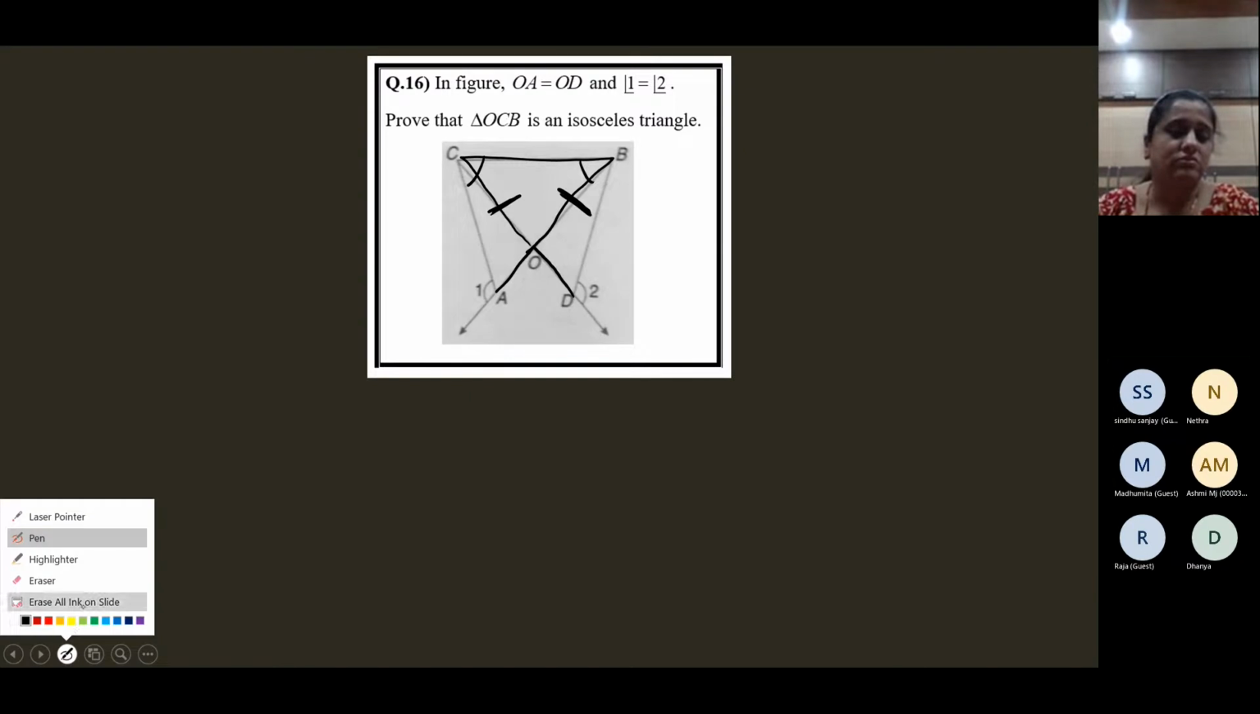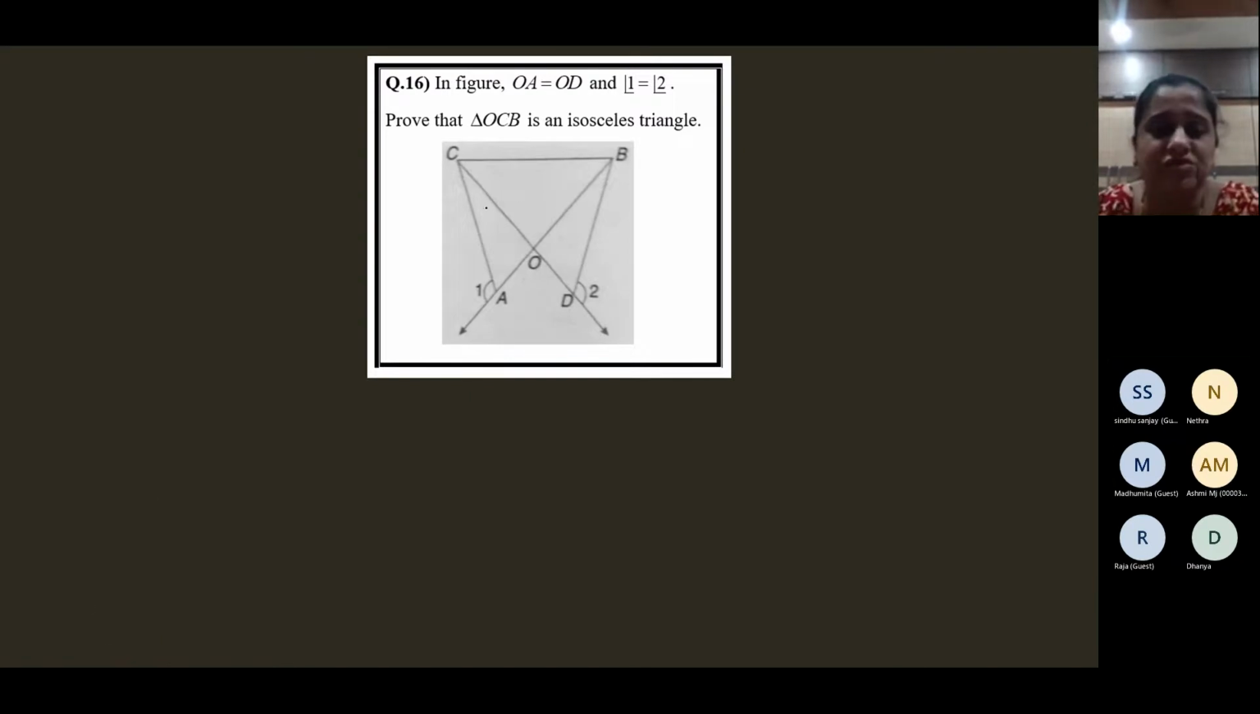All right, children. So what you can do is you can take up this triangle and this triangle. I'm taking these two small triangles, AOC and BOD. So in the first triangle, AO is equal to DO in the second triangle, because it's given.